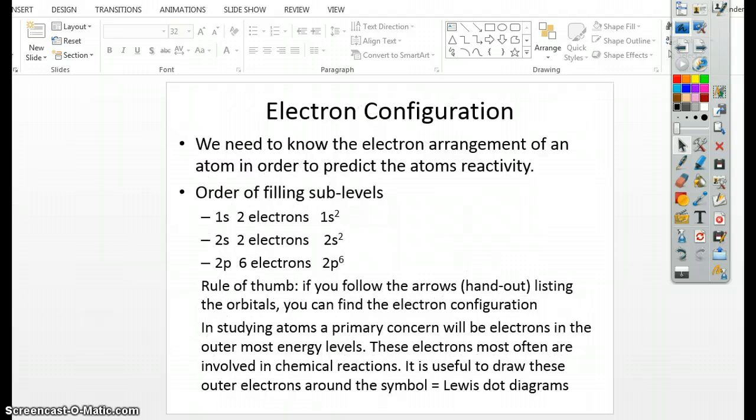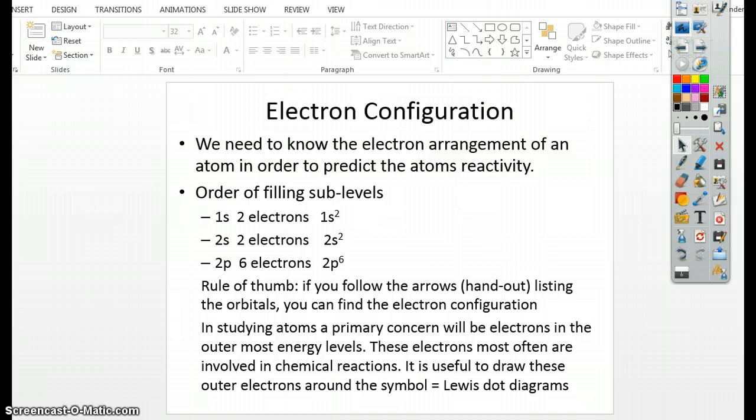Okay, electron configurations. We need to know the electron arrangement of an atom in order to predict the atom's reactivity. We know that electron arrangement by doing an electron configuration. To do an electron configuration, you're going to need your arrow diagram. And you start with the far left arrow where it says 1s. And I told you on the last page, s's can hold 2 electrons. p's can hold 6 electrons. d's can hold 10, and f's can hold 14 electrons. And you have to remember that as you're following through this.